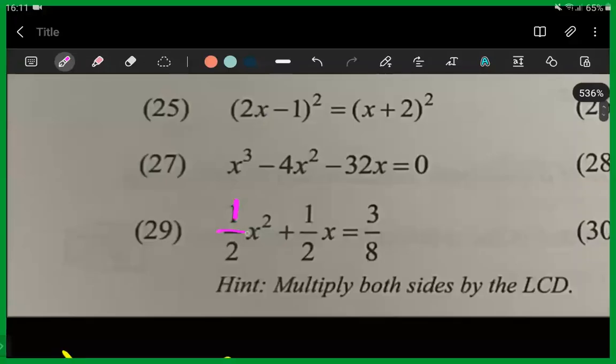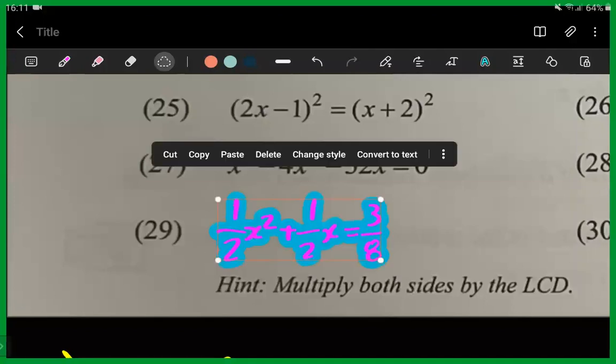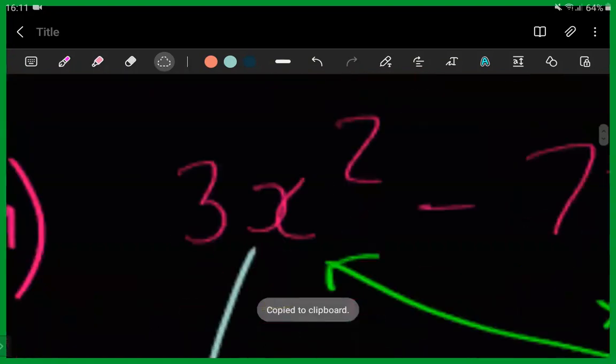Like 29, right? They are a hint. Obviously, the thing is, in exams, they don't give us hints. But since we do have a hint, we might as well take it.